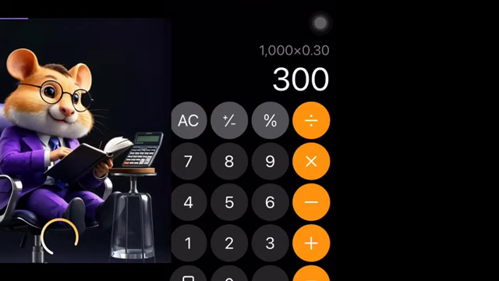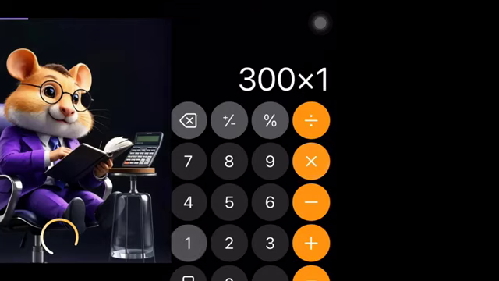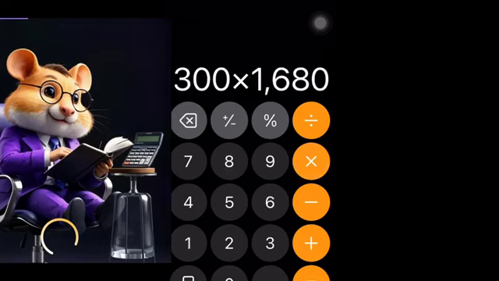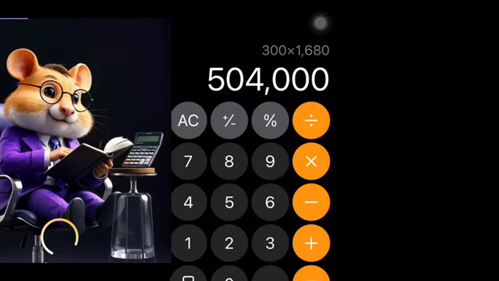Now to convert this into naira, you already have $300 from your end. The P2P market for now is around 1680 per dollar or 1650 per dollar. So it depends, and that is Nigeria currency I'm converting to. So let's now multiply $300 by 1680 Naira. That means you are making 504,000 Naira if the price of Hamster Kombat should be around 0.30.